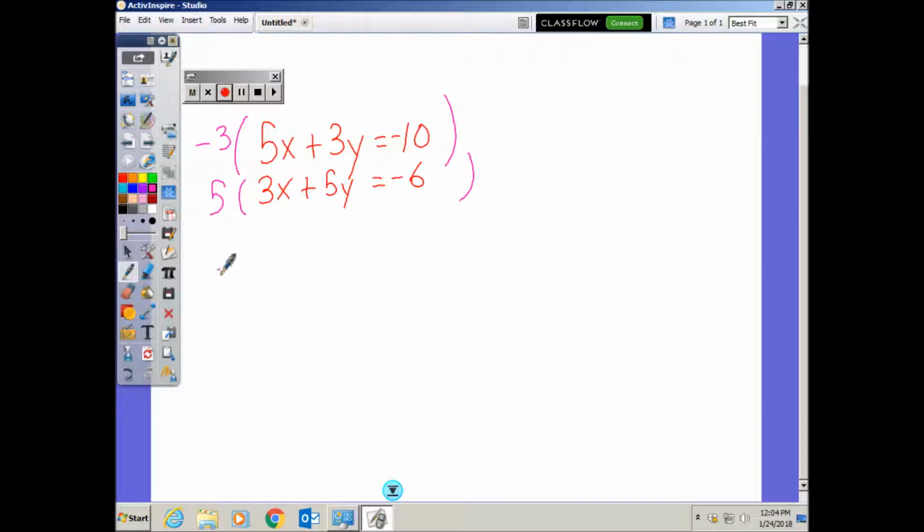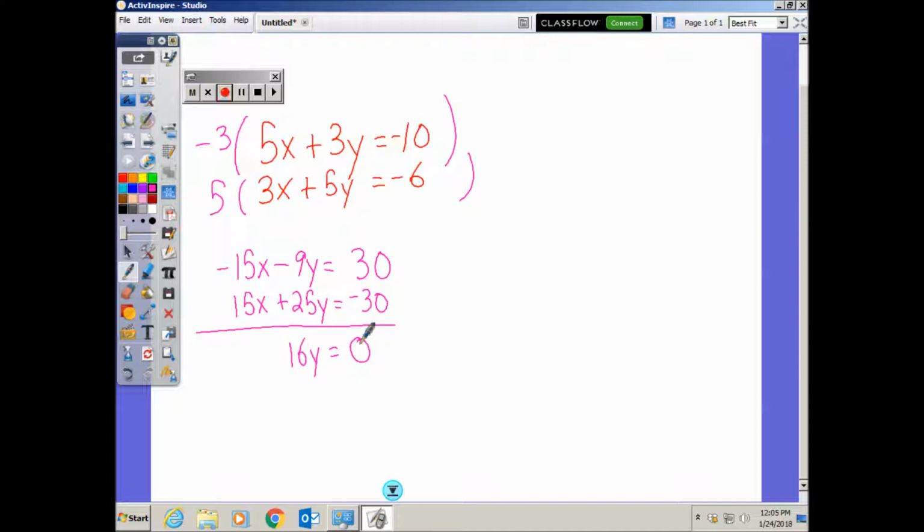So -3 times 5x is -15x. And -3 times 3y is -9y. And -3 times -10 is +30. For the second equation, 5 times 3x is 15x. And 5 times 5 is +25. And 5 times -6 is -30. These cancel out. -9y plus 25y is +16y. But 30 and -30 also cancels out, and it's 0.